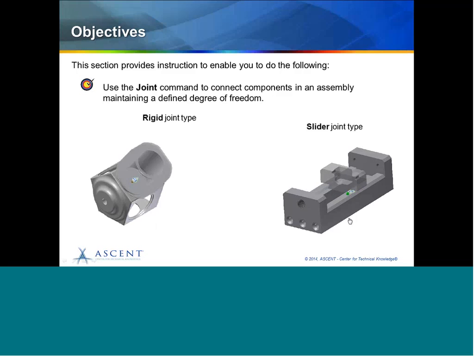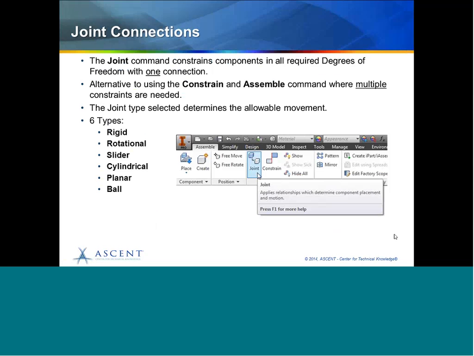Okay, so that's what we're going to do today. We're going to create assemblies using the joint command. As I mentioned, the joint command constrains components in all your required degrees of freedom with one simple connection. That's the key here: one, not two or three like you would use using the constrain and assemble tool. So it's an absolute replacement for constrain and assemble, and we'll learn a little later that you also can work with them together.